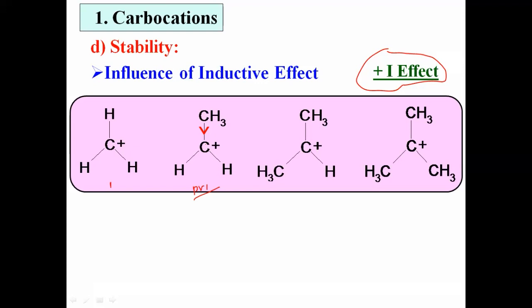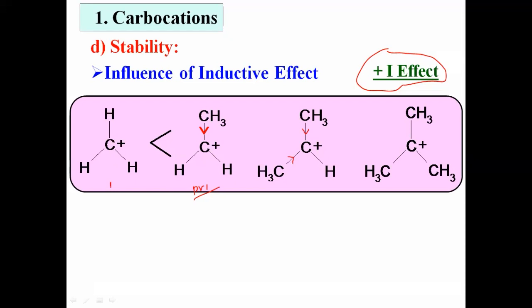Because if the central carbon is short of electrons, and we attach an electron donating group to it, then it becomes more stable. Hence the primary carbocation is more stable than the methyl carbocation. In methyl carbocation there is no plus I effect. Therefore primary carbocation is more stable. Let us see the next example. In the case of secondary, there are 2 methyl groups. Again they show plus I effect. There is more electron donating inductive effect.